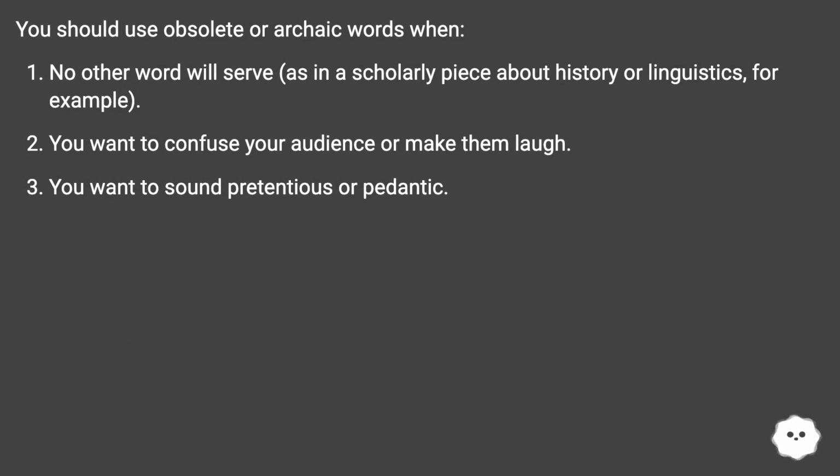You should use obsolete or archaic words when no other word will serve, as in a scholarly piece about history or linguistics, for example. You might also use them if you want to confuse your audience or make them laugh, or if you want to sound pretentious or pedantic.